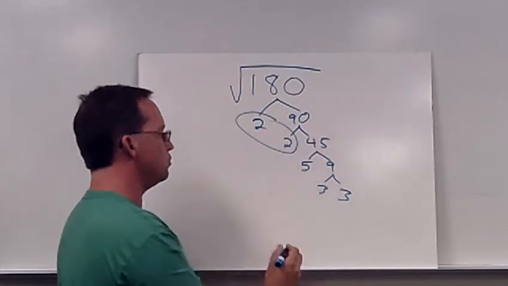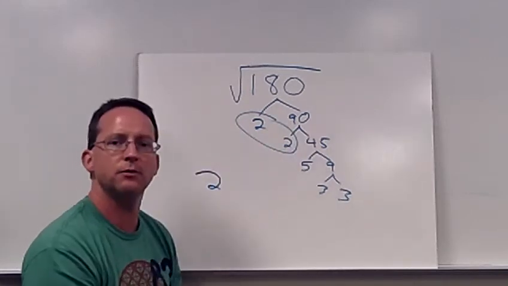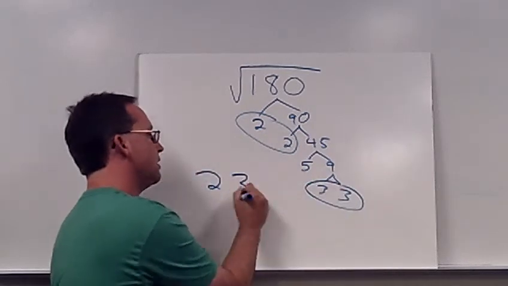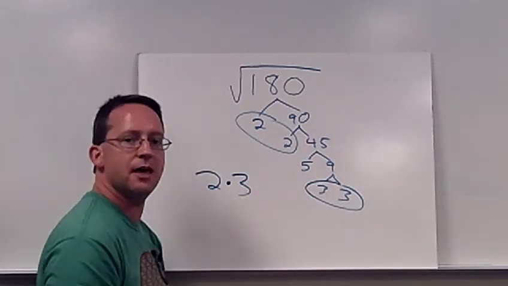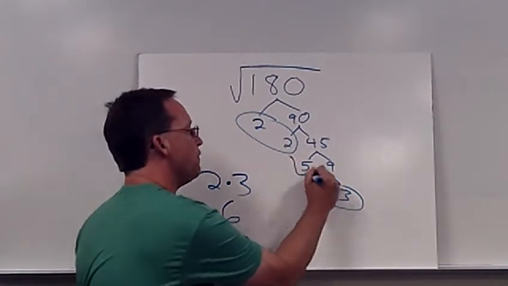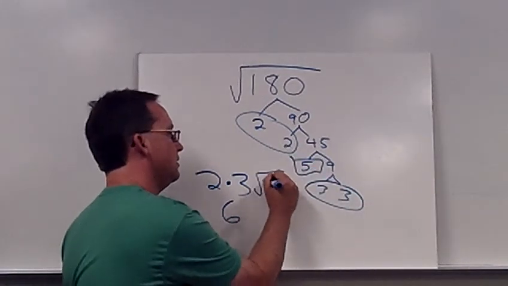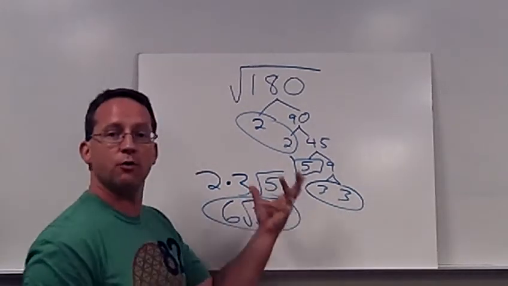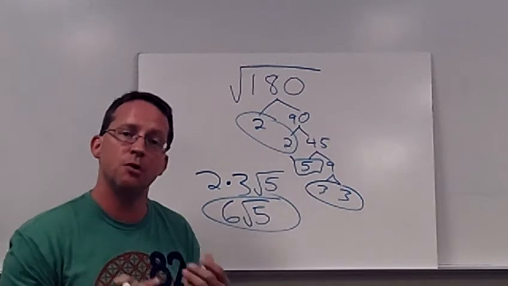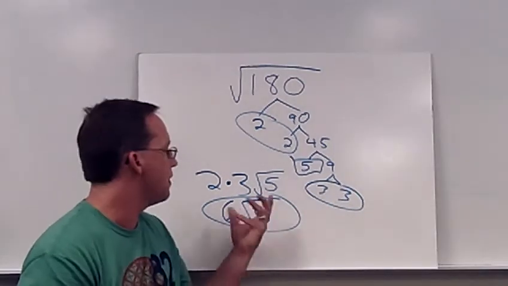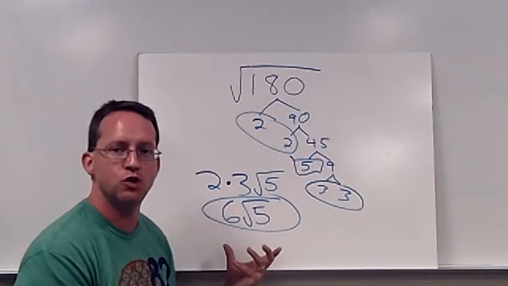I've got a pair of 2s, so a 2 is going to come out. Now I've also got a pair of 3s, so the 3 is going to come out. We're going to multiply those together. So we have 6 on the outside. I've got a leftover 5, that stays in. Square root of 5. So the square root of 180 can be simplified, can be reduced down to 6 times the square root of 5. All right? That's considered a simplified, reduced answer.